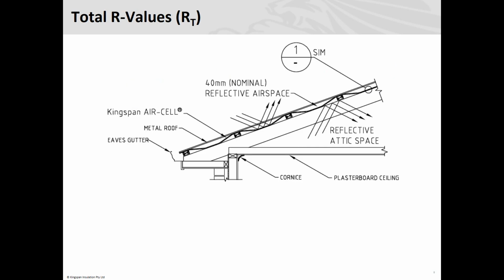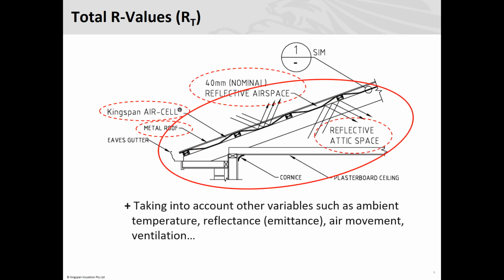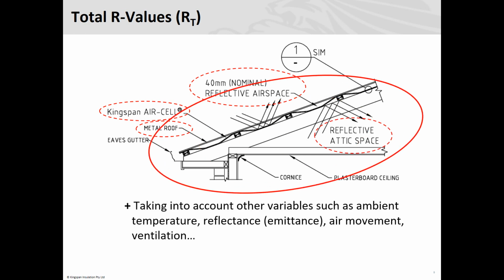So, for example, if we had your iron roof, your reflective air cavity, air cell insulation under your iron roof. So we had your iron roof, air cell insulation, a 40mm reflective air cavity, a reflective attic space, and a 10mm ceiling. The total R value of just your air cell, let's say in a winter condition, would be R1.4 as a total R value.